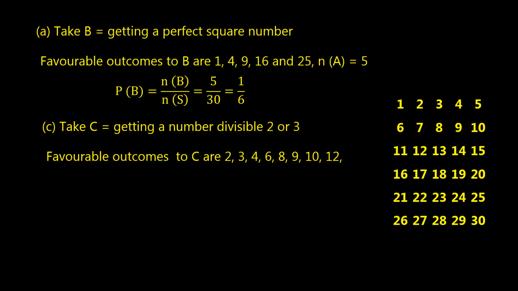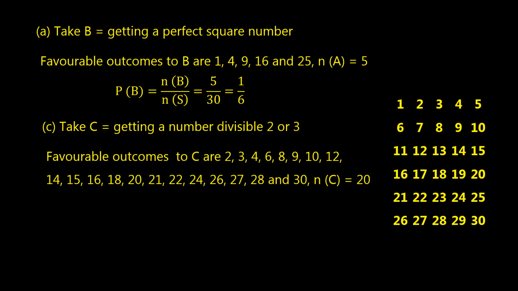Now favorable outcomes to C. They are starting with 1. 1 is neither divisible by 2 nor 3. That's why 1 is not a favorable outcome to C. Coming to 2, 2 is divisible by 2, so 2 is a favorable outcome to C. Next go for 3. 3 is divisible by 3. That's why 3 is a favorable outcome.